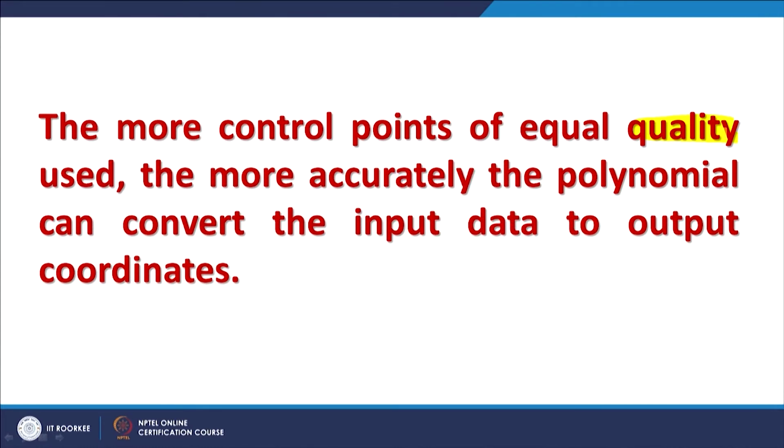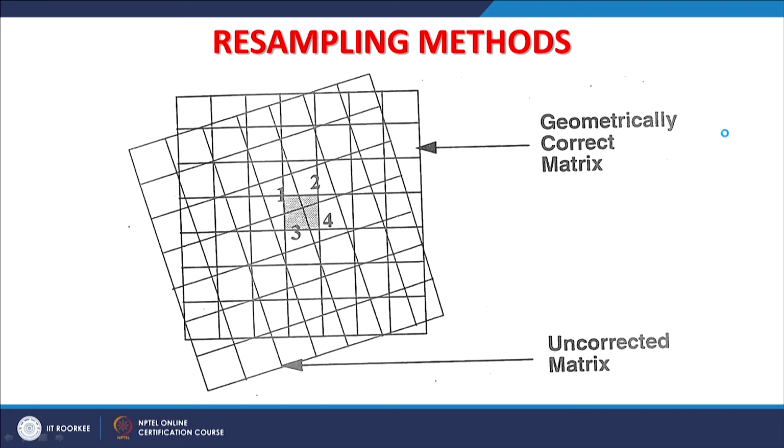If there is a time difference between the input image and the master image, then one has to be aware that the location might have changed. So, when quality points are used, the polynomial can more accurately convert the input data to output coordinates. Now, the third and last step in georeferencing is the resampling method. I will first explain all 3 methods very quickly, and then we will go into a little more detail.